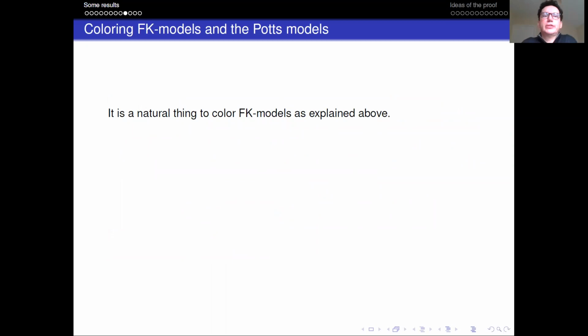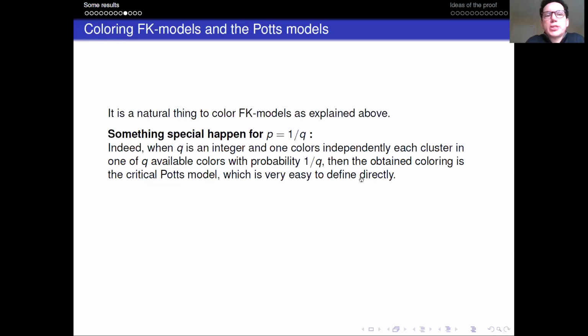All right, so let me just try to motivate this also, that it is a natural thing to try to color FK models, these FK percolation pictures. One reason is that something very special happens when p equals 1 over q. So in particular, when q is a positive integer, then instead of coloring in two colors, with probability p, 1 minus p, you have q colors at your disposal, and each cluster is colored independently in one of the available colors with probability 1 over q each.